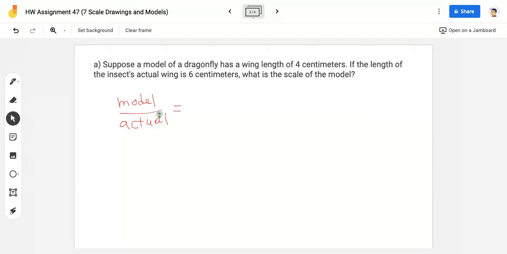All right. So my model wing is 4 centimeters. My actual is 6 centimeters. And if I want to figure out the scale, then I will say that it is equal to 1 centimeter. If 1 centimeter is my model, I don't know my actual right now, so we'll say x centimeters. We're going to use the methods that we use when we solve proportions in order for us to figure out what the actual of this model is going to be.